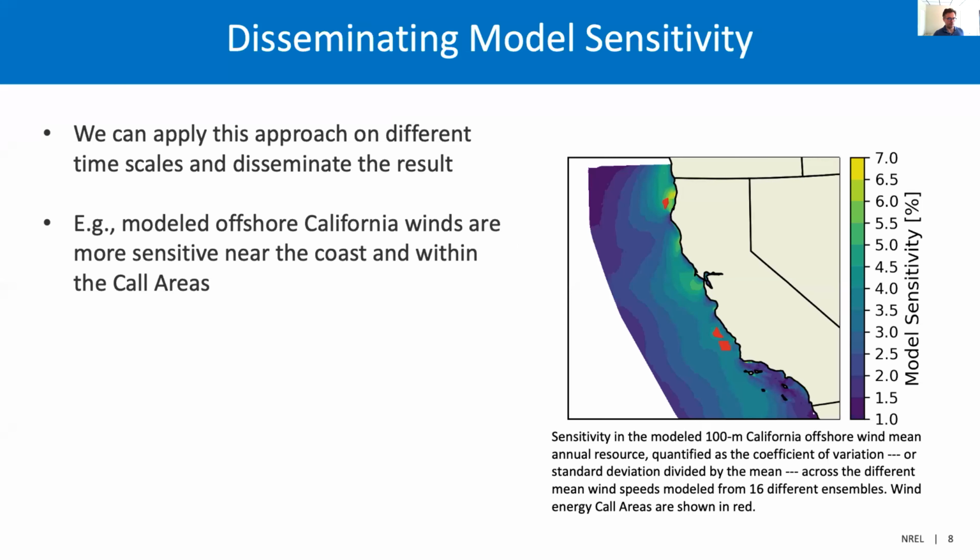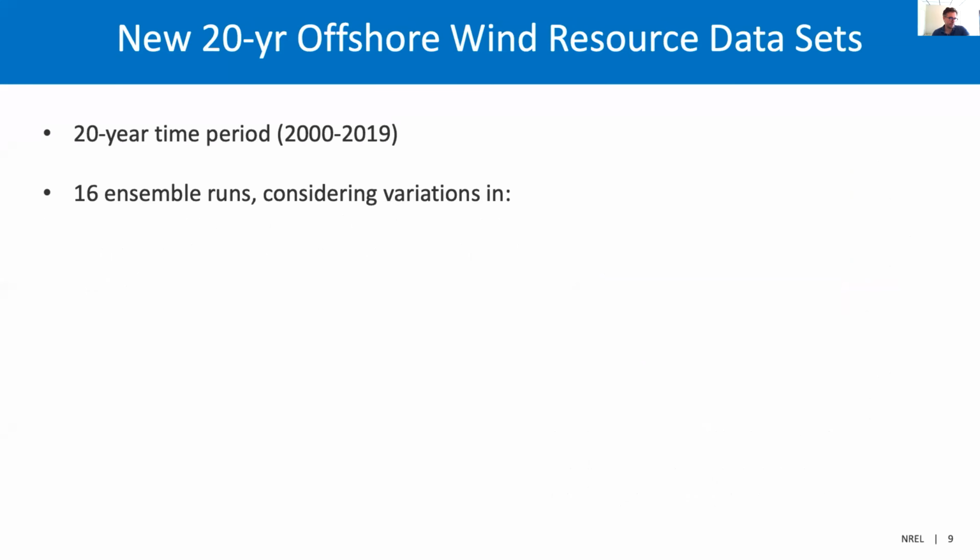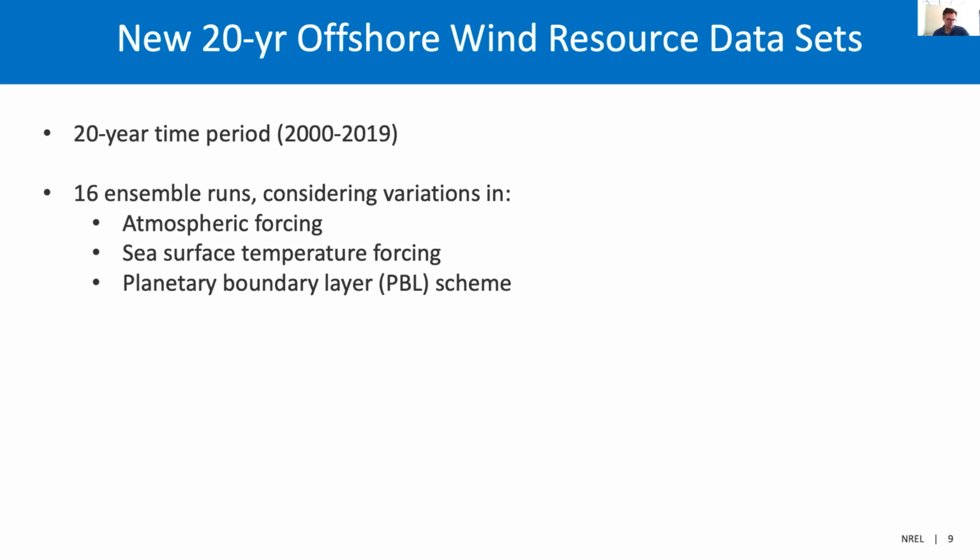So a lot of background on why we're trying to push the next generation of wind resource data sets. Let's start with what we've actually done so far. So our new 20-year offshore wind resource data sets are going to feature a 20-year time period based on 16 different setups to the WRF model, where we consider variations in parameters that are known to drive changes in the wind speed. So that includes the large-scale atmospheric forcing we're using, the sea surface temperature forcing, critically the planetary boundary layer scheme.